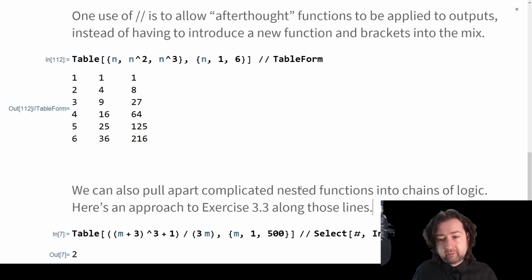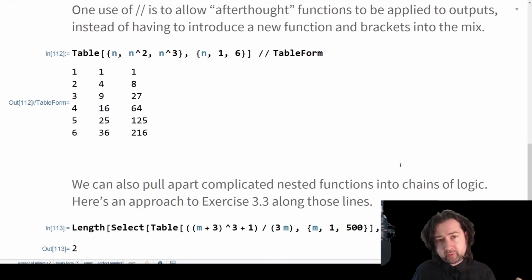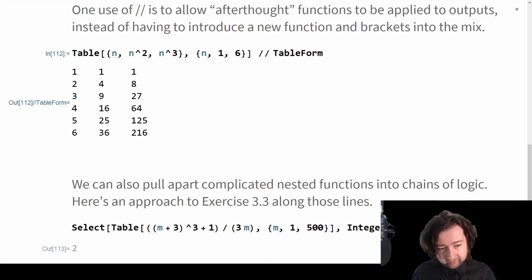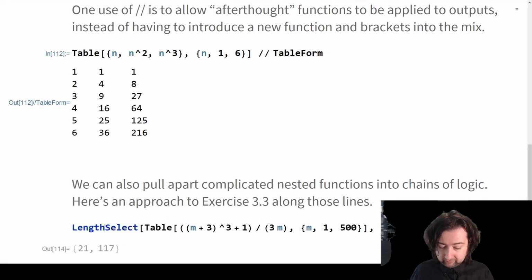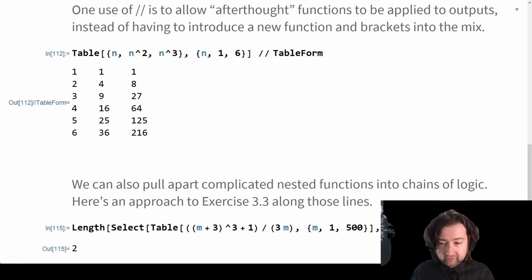So the last thing we'll talk about is how we can pull apart complicated nested functions into easier to understand pieces. So here's what most people's answer to exercise 3.3 looks like. You've got this function a, which is equal to m plus 3 cubed plus 1 over 3m. We want to find all the numbers between 1 and 500 for which that function spits out an integer. And so if you do it without the length, so you erase the brackets here, this tells you what they are. And what most people did when they wanted to find the length was surround this with a length command, and that will tell you that there's 2 elements in that list.